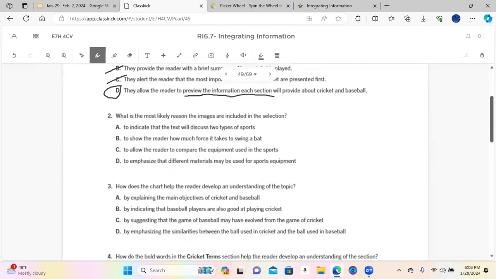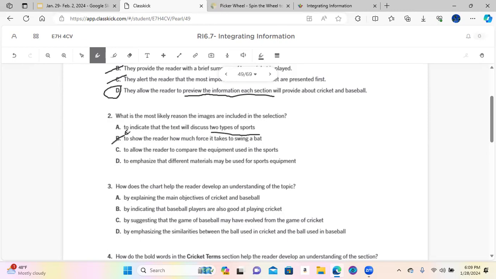Number 2, what is the most likely reason the images are included in the selection? To indicate that the text will discuss 2 types of sports? Well, that could be a possible answer because they were talking about 2 types of sports, but let's leave that and come back. To show the reader how much force it takes to swing a ball?